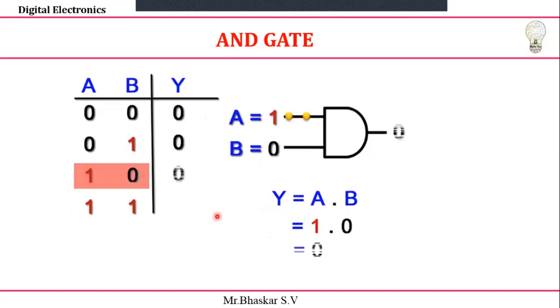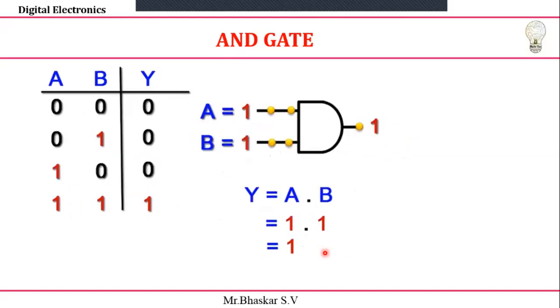Okay. Next is the third case. I'm going to take 1, 0. I'm going to make A as 1 and B as 0. If you take A 1, B 0, I'll get the output 0 only, because 1 dot 0 is 0 only. Okay. Next is the last case. I'm going to take A value 1 and B value 1. So I'll get my output as 1. 1 dot 1 is 1.